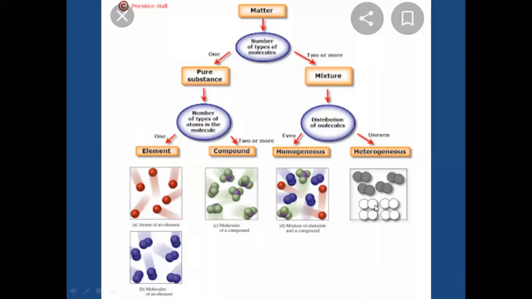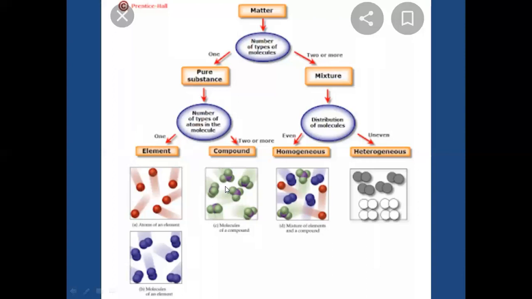But in this case, you can see the black balls are at the upper side and the white balls are at the lower side. So the distribution of the molecules is not even. Their distribution is uneven. This is called uniform composition, and this is called not uniform composition. So the heterogeneous mixture does not have uniform composition of atoms or molecules. But in the case of the homogeneous mixture, the molecules are distributed uniformly, or they have uniform composition, or they have even distribution of atoms or molecules.